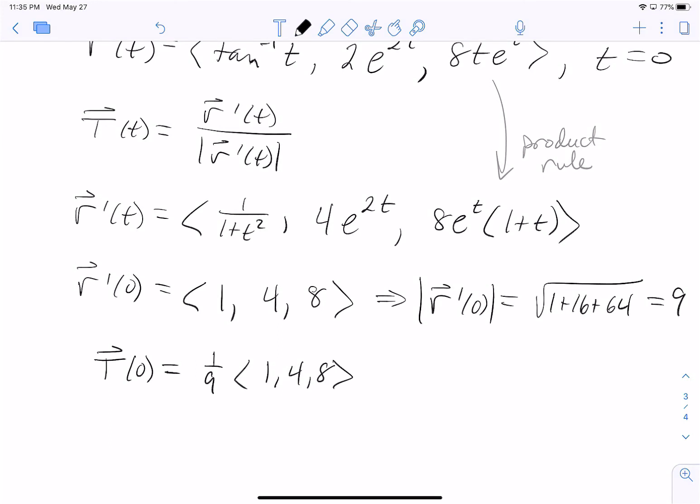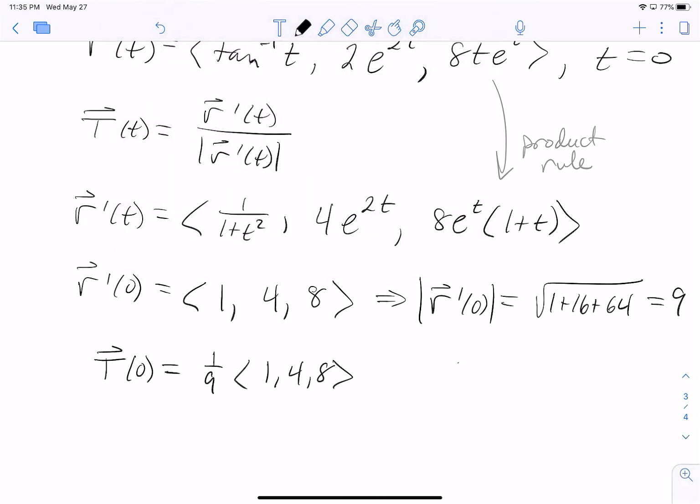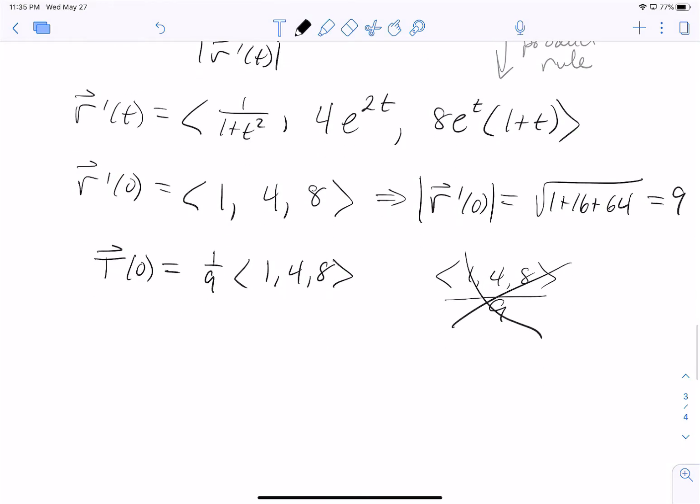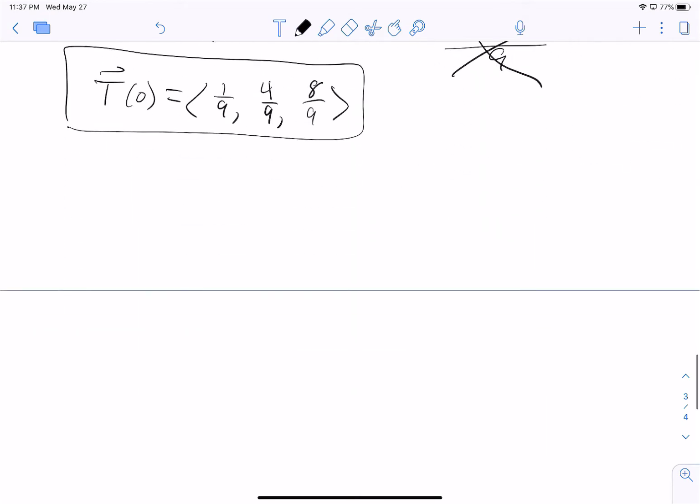1, 4, 8. Now, folks, it's bad form to write it like 1, 4, 8 whole thing over 9. Please don't do that. There's no such thing as vector division. There is scalar multiplication for vectors, so we can multiply by 1/9. Our answer here, though, is going to be T of 0 is equal to 1/9, 4/9, and 8/9. And you can verify that this is a unit vector by finding its magnitude. And I will leave that to you and move on.